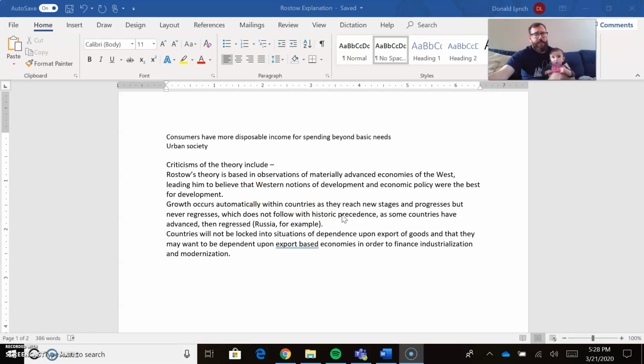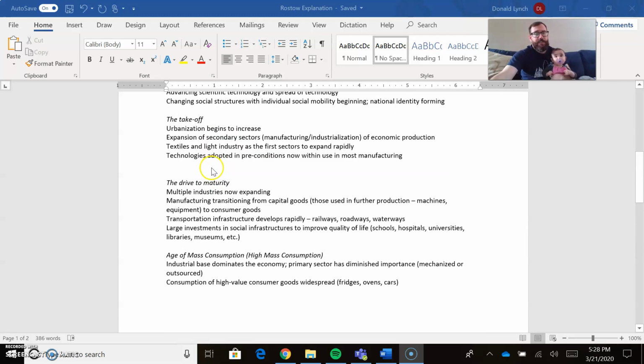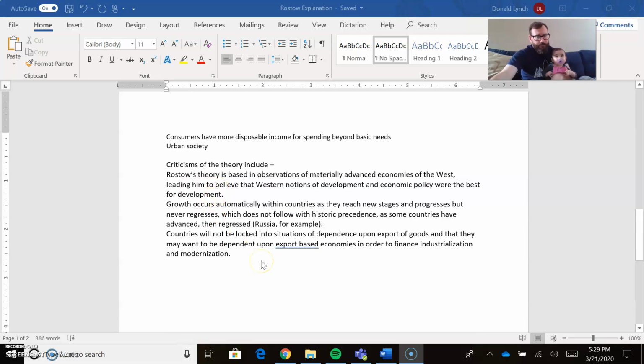The other thing is that he believed that countries couldn't really regress, but we've seen with the collapse of the Soviet Union that countries like Russia do regress, and they go backward from the age of high mass consumption back to things like takeoff or drive to maturity. The last thing here is that he doesn't believe that countries will be locked into situations of dependence on their exports of goods, and they won't become export economies or export-only economies.